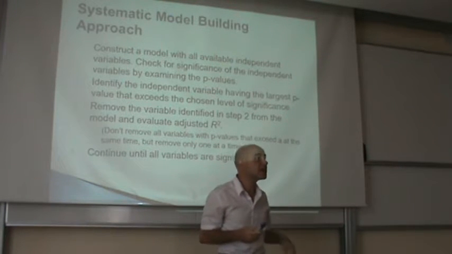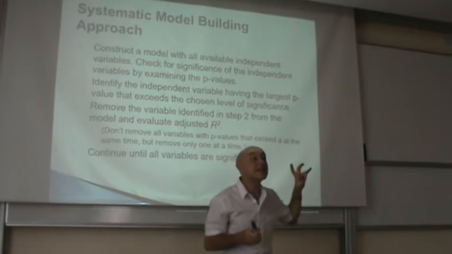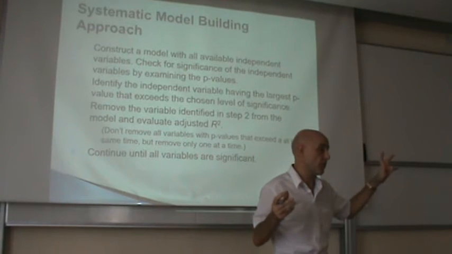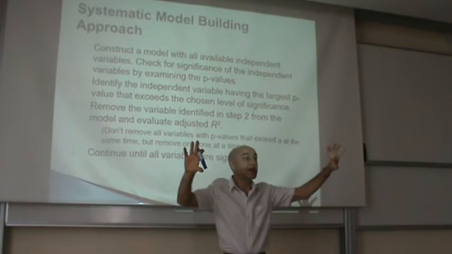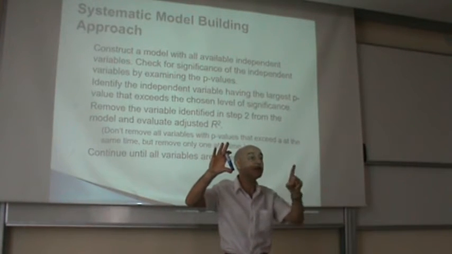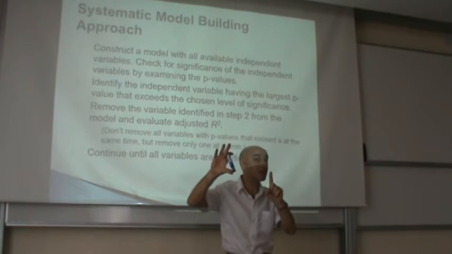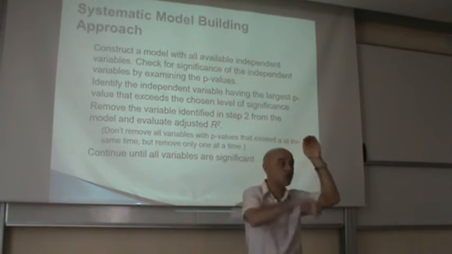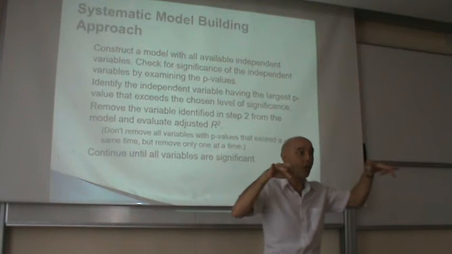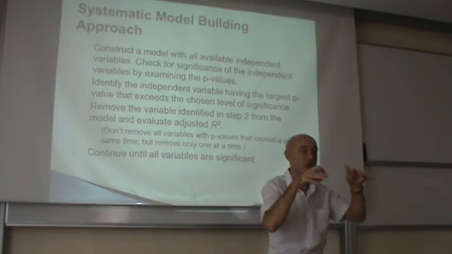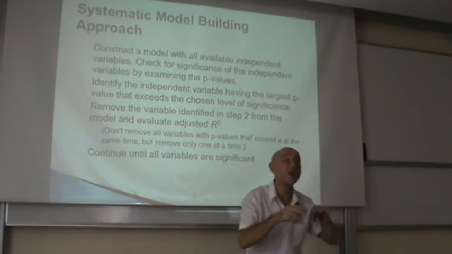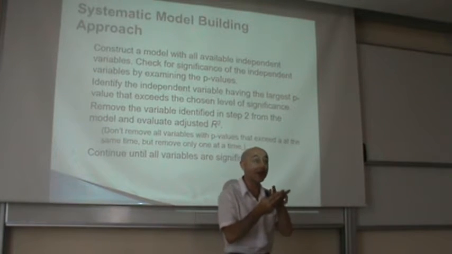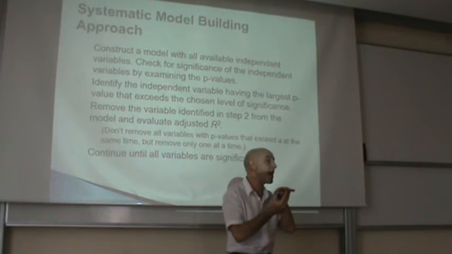We call this, and I wrote it on the board, stepwise regression. The first step is you put in everything. The second step is you look if any is insignificant. If one is insignificant, the most insignificant you drop. So out of 4, you remain with 3. You rerun with 3 variables, and when you rerun with 3 variables, you do the same thing. You look again and see what happens.